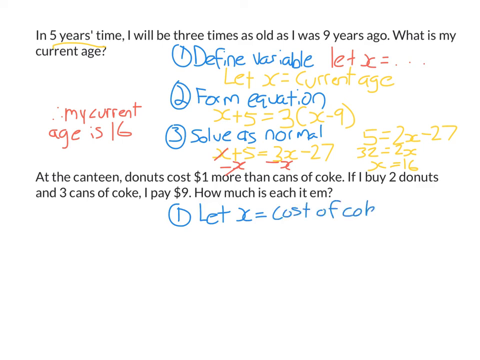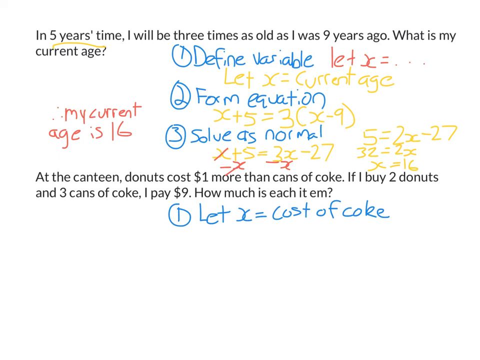Now, if x is the cost of the Coke, I need to write the cost of a donut in terms of x. I don't want to use a different letter for the cost of a donut because I don't know how to solve linear equations where there's more than one letter. All the linear equations we've solved have been like this, where there's only one letter. In this case, the only letter was x. So I'm not going to let y be the cost of a donut.